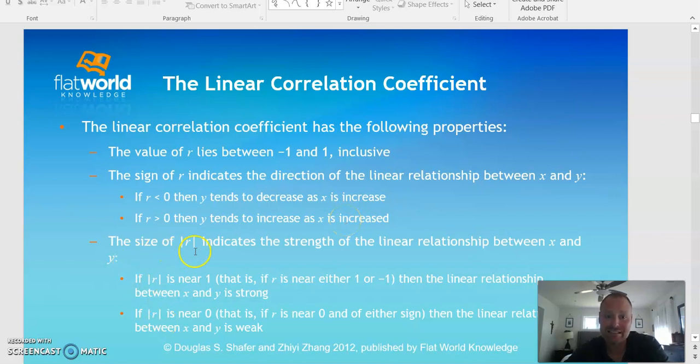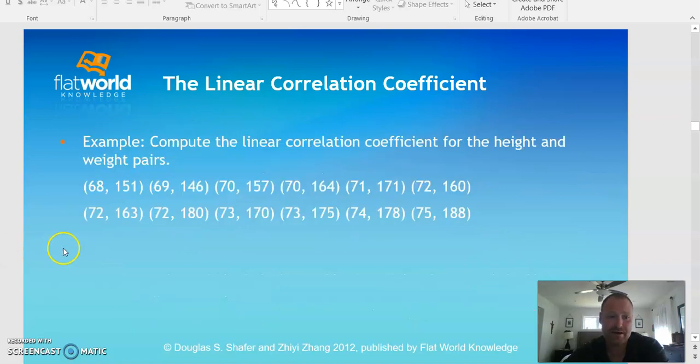And then it says the size of r, the absolute value, whether it's negative or positive, if it is very close to 1, then we can say that it has a strong linear relationship, meaning these points do have a very strong linear relationship. If it's closer to 0, then we would say that the linear relationship is much weaker, that it really doesn't have a linear correlation, okay?